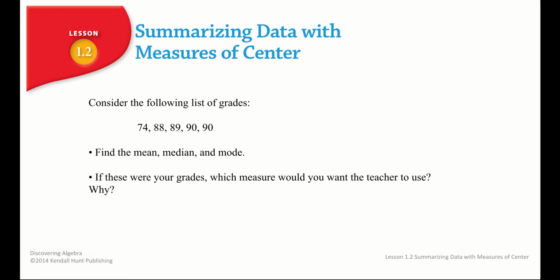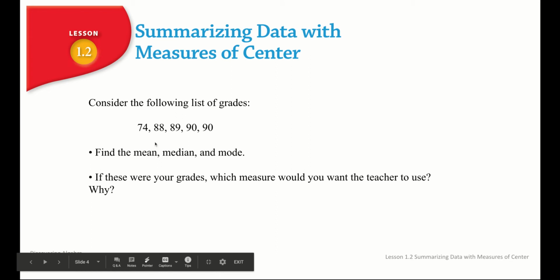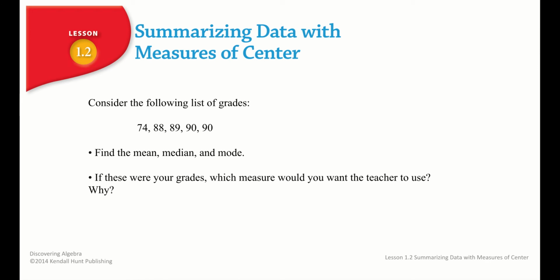So let's take a second and think about what the mean, median, and mode of this set of data would be. You've got, if you add these all up and divide by 5, you get 86.2 for the mean. And our median is going to be 89 because that's the middle number. And mode here is going to be 90 because there are two values for 90.